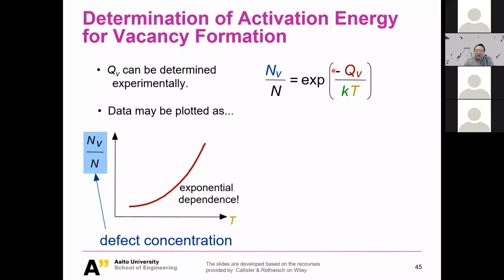I would simply ask you a question. If the term within this exponential function goes to negative infinity, what will happen? Everybody knows you will approach zero. And that gives us the fraction of vacancies: zero means you have no vacancies. So maybe you're wondering, what is the condition for a perfect crystal? That is this part going to negative infinity.